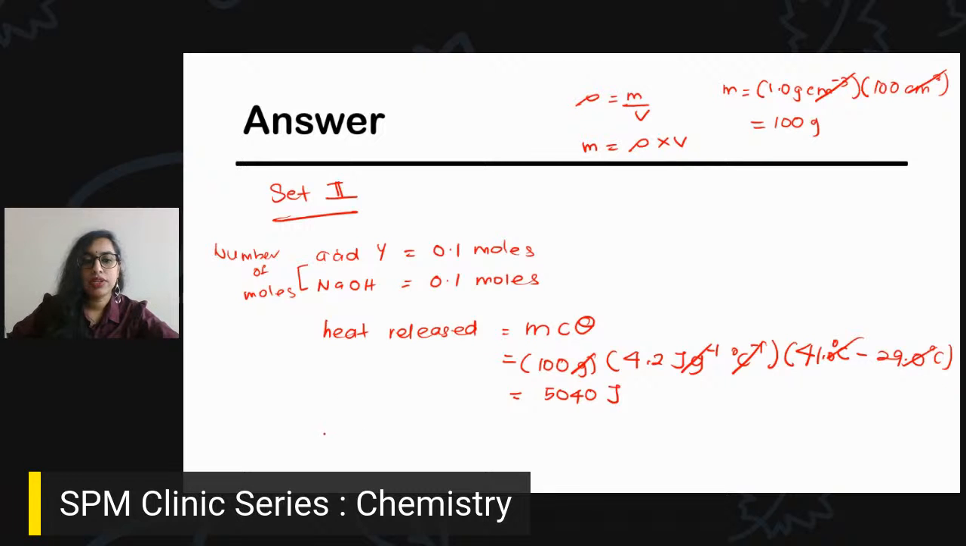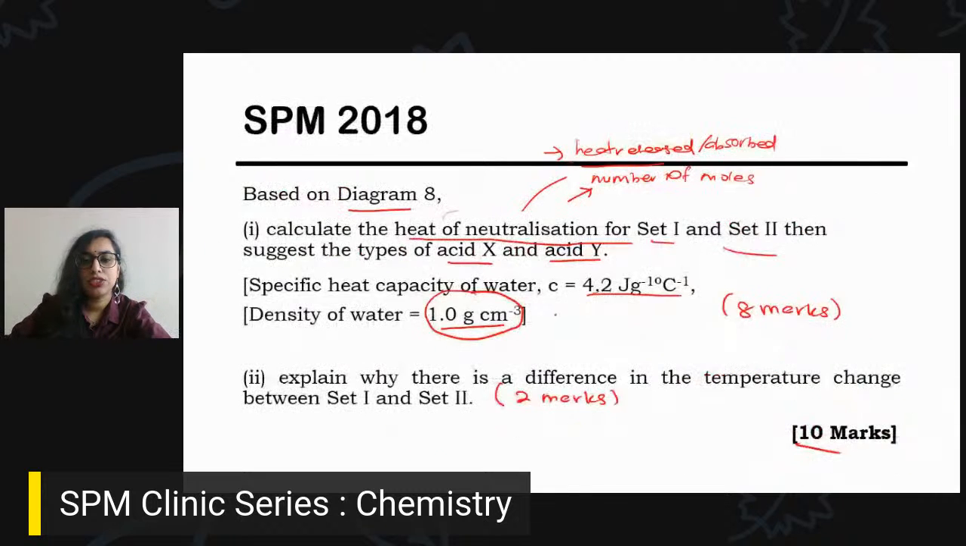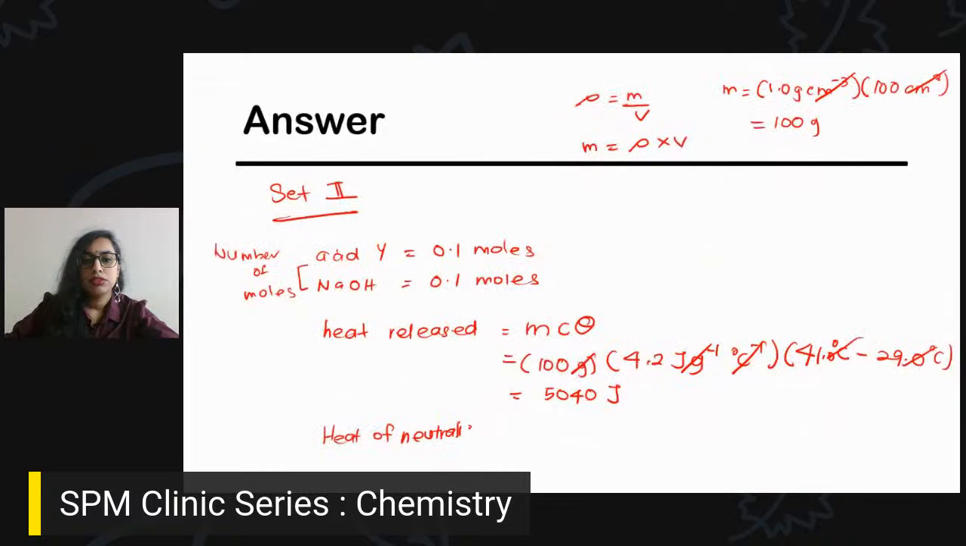So after you find the heat release, you are going to calculate the heat of neutralization, because that is what we want here, right? The heat of neutralization for set 2 is 5040 joule divided by the number of moles, which is 0.1 moles. So you will get a negative here, indicating it's an exothermic reaction.